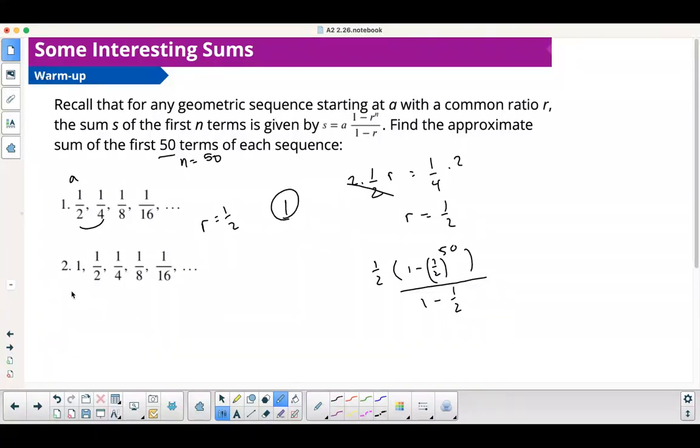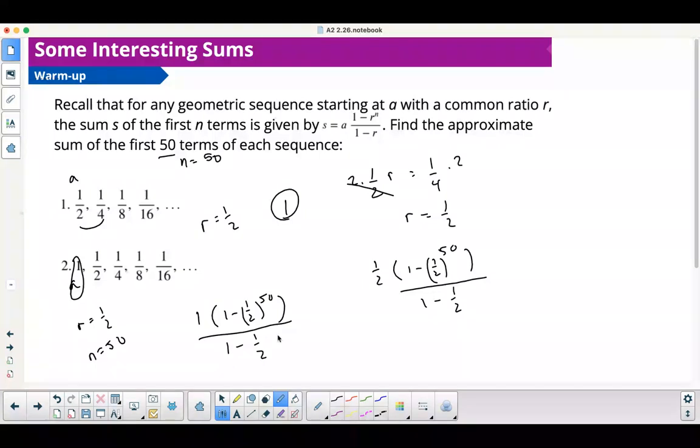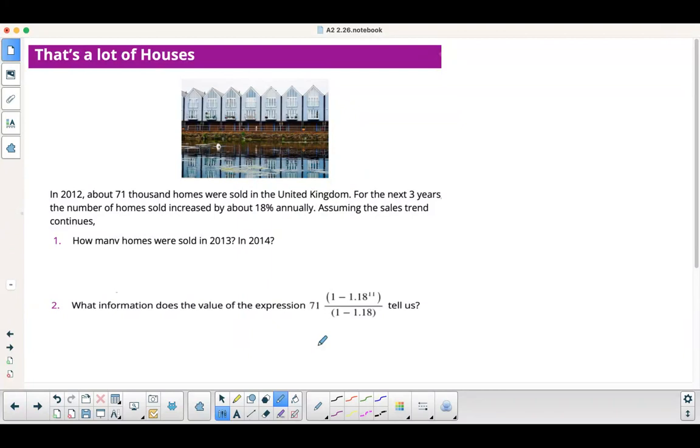All right. Next one, this is going to be A right here, my 1, my initial value, 1 times 1/2, so my common ratio is 1/2, and n is still 50. Go ahead, plug it in: 1 times 1 minus 1/2 to the 50th, divided by 1 minus 1/2. And you should end up getting 2. All right, so a little review of the formula from yesterday. Now we're going to use the same type of formula, but we're going to put it into context.